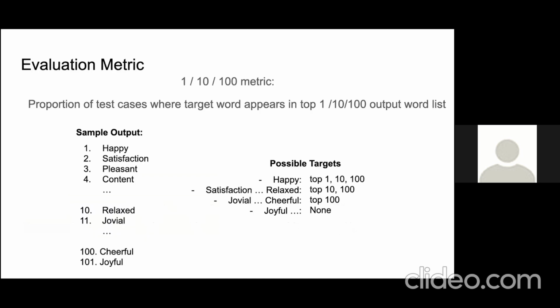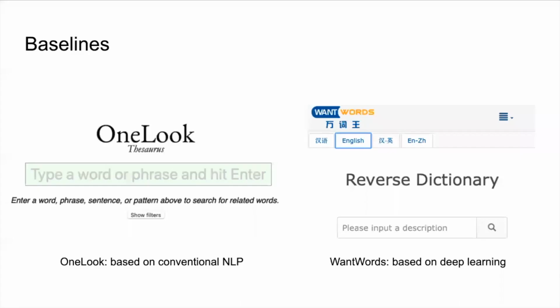Our evaluation metric uses the 1-10-100 metric, where we look at the proportion of test cases where the target word appears in the top 1, top 10, and top 100 output words. We take as our baselines OneLook and WantWords. OneLook is a conventional information retrieval approach, which searches indexed dictionaries for the input description. WantWords is a BERT-based approach, which uses contextual embeddings from BERT, as well as additional lexical information to generate predictions.